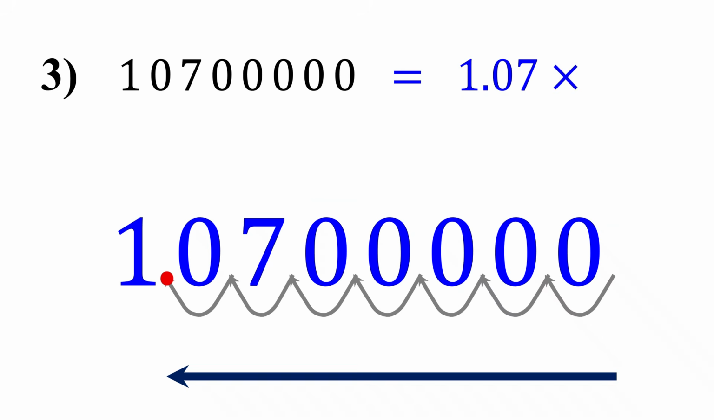Now step 2, writing the power of 10. Here, the decimal point moved 7 places to the left. That means the exponent is positive 7, right? So we write it as 1.07 times 10 to the 7th power.